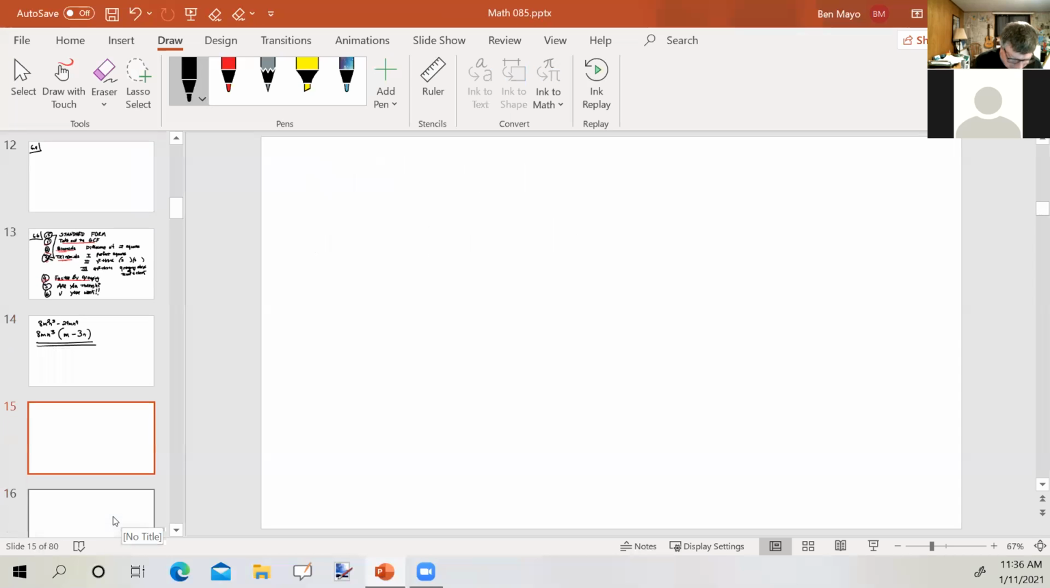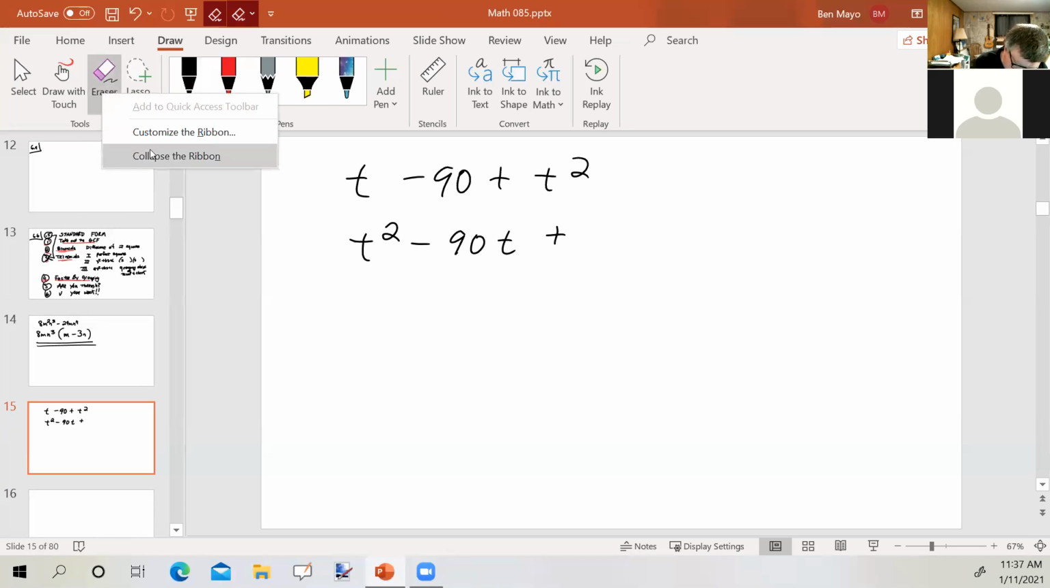Okay, let's take a look at another problem. t minus 90 plus t squared. This is a trinomial, so standard form is important. So we'll rearrange it in standard form. t squared minus 90t plus, oh, excuse me, my bad. That's not 90t, that's a plus sign, isn't it? Yeah, okay.